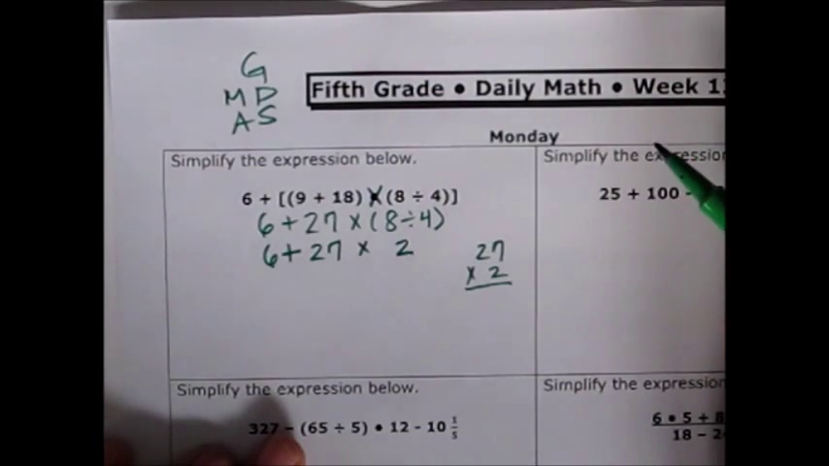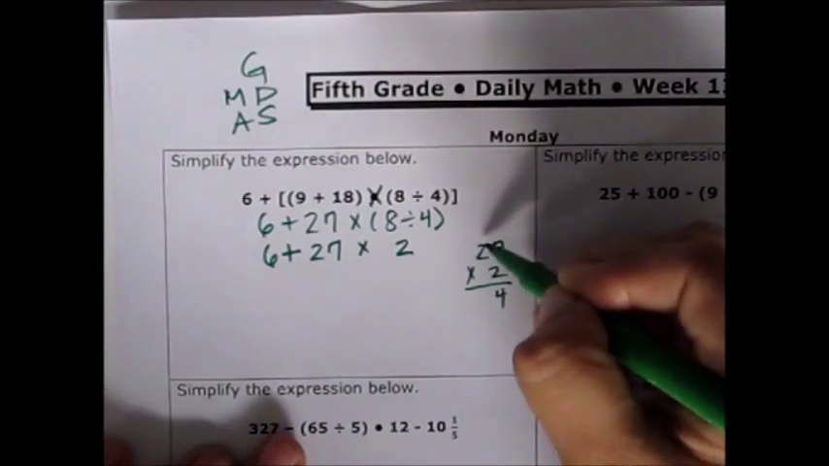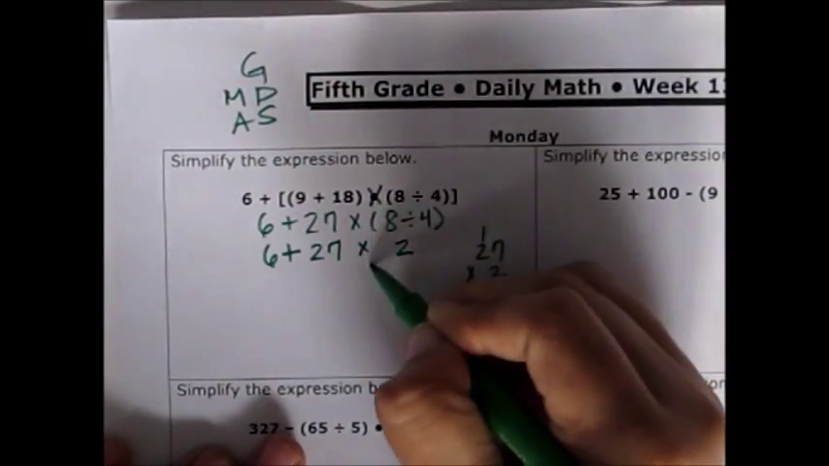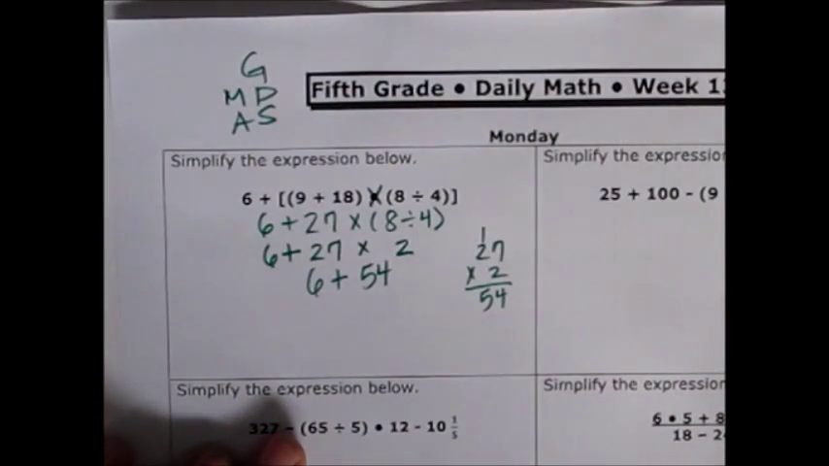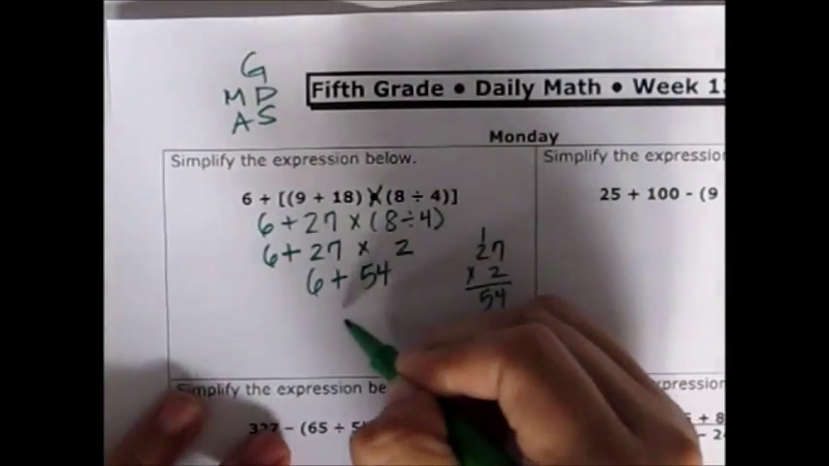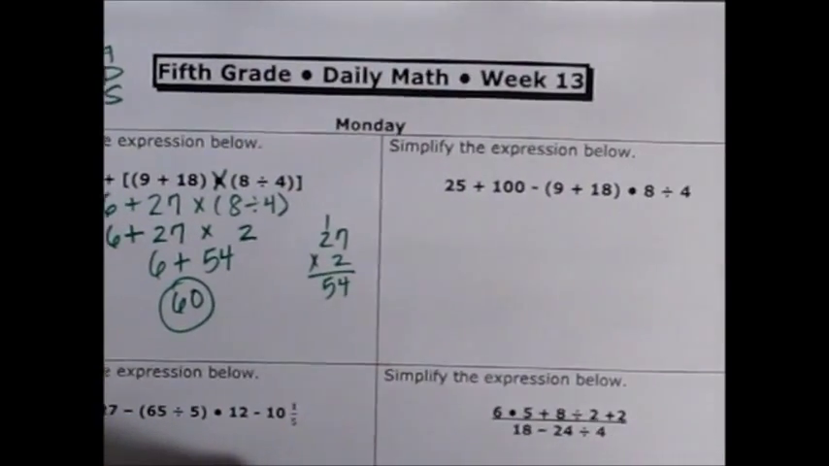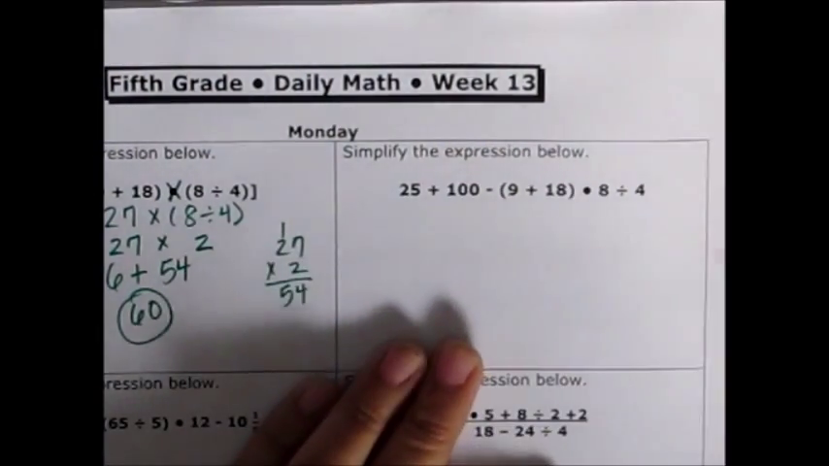So 7 times 2 is 14. 2 times 2 is 4 plus 1 is a 54. So my last operation is 6 plus 54, which gives me 60. Great. Let's move on. Okay, so now again, do I have a grouping?